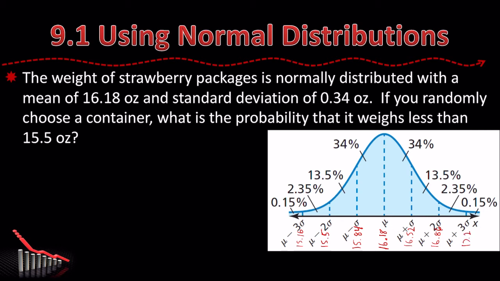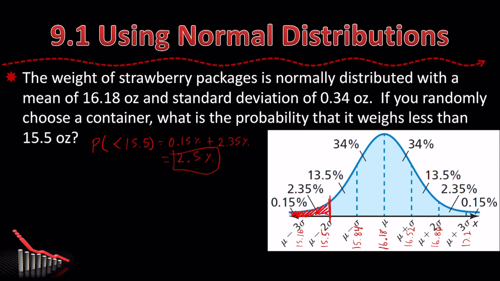All right, we want the probability that it's less than 15.5. Here's the 15.5. So we're going to have that area that is less than that. So it'd be 0.15% plus 2.35% is 2.5%, or 0.025.